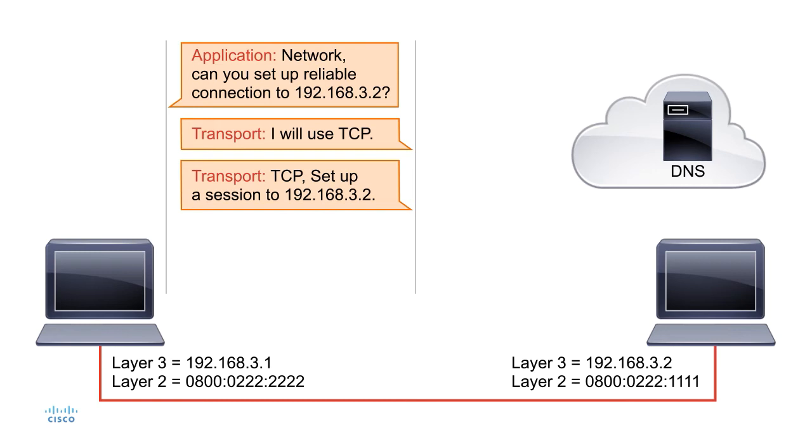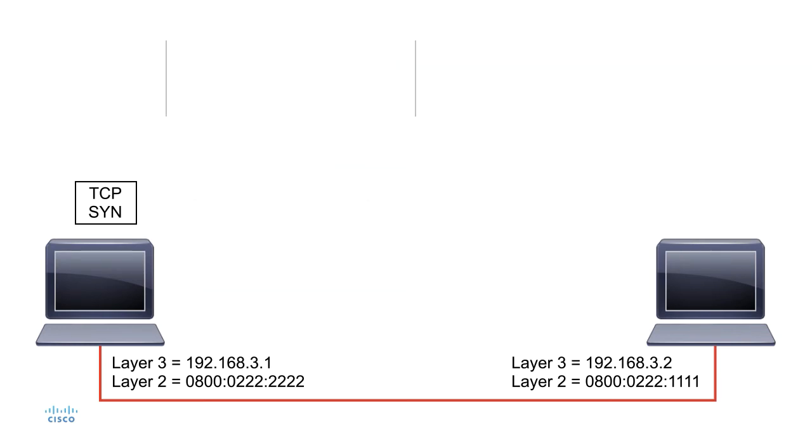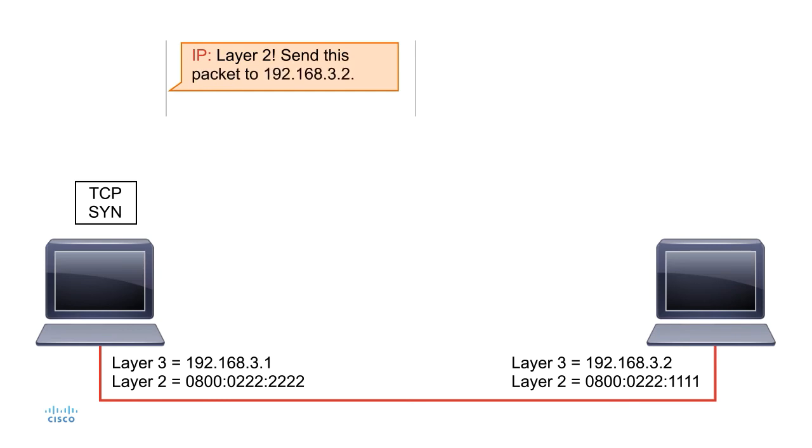Okay, so let's just say that we've got this transport layer that's now going to set up a TCP session for me. So TCP, if it were a person and could speak, it would say, hey, TCP/IP, let's send this TCP SYN to 192.168.3.2. Now at this point, what's going to happen? Well, the next thing to happen is that the IP layer, the network layer, it says, okay, no problem TCP, I'll go ahead and send that SYN packet, or that SYN segment, to 192.168.3.2.